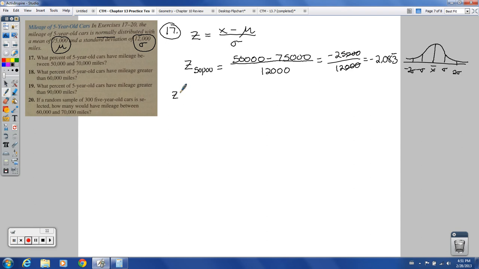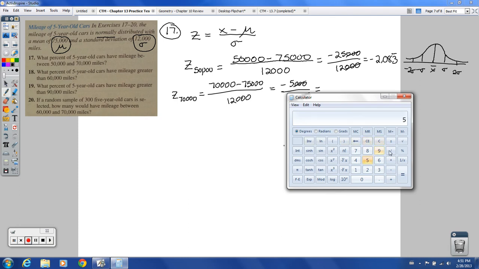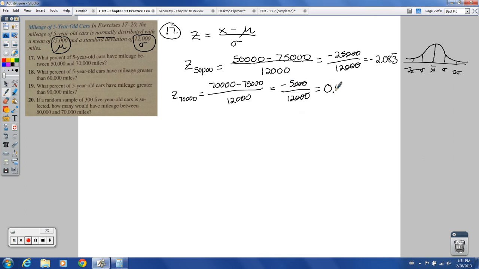And I want to find Z of 70,000 because I want to find the range here, the values in that range. So 70,000 minus 75,000 over 12,000 equals negative 5,000 over 12,000. Again, you can get rid of 3 zeros here and here. Put 5 over 12 into a calculator. 5 divided by 12 is 0.416 repeating. So we're trying to figure out, okay, with 17, I'm going to draw the graph here. So that means it's that many standard deviations away from the mean.